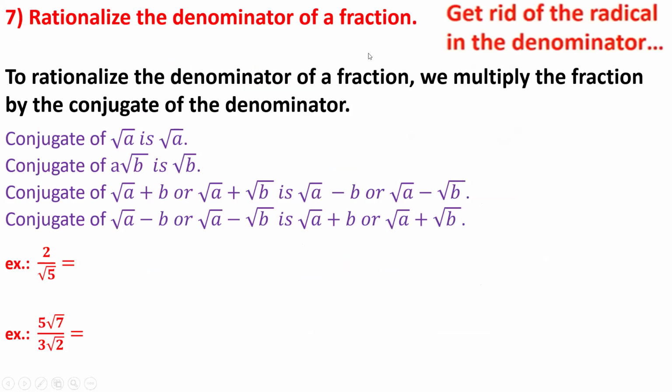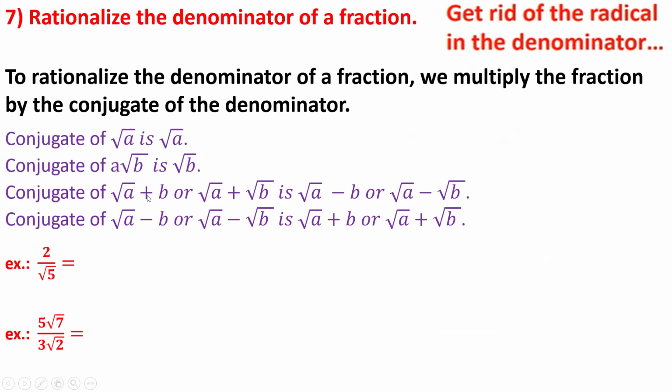How can we rationalize the denominator of a fraction? To rationalize the denominator of a fraction is to get rid of the radical in the denominator. How do we do this? We multiply the fraction by the conjugate of the denominator. If in your denominator you have radical A, its conjugate is radical A. So we multiply by a fraction having radical A over radical A. If in the denominator you have A radical B, then the conjugate will be radical B over radical B.